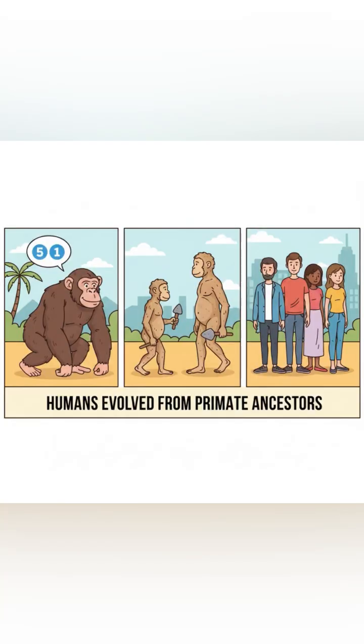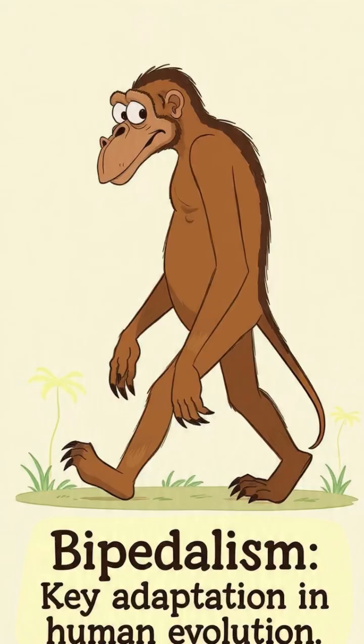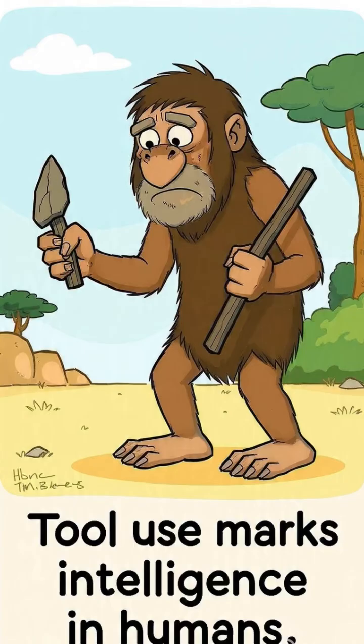This cartoon shows the progression from early primates to Homo sapiens. Australopithecus walking upright shows the adaptation of bipedalism. Upright posture freed the hands for other tasks, an important evolutionary step. Homo habilis using tools marks the emergence of intelligence and problem solving. Tool use indicates cognitive advancement in early humans.